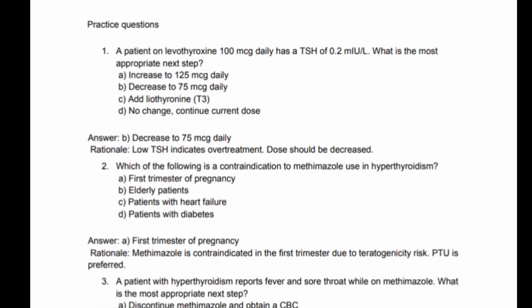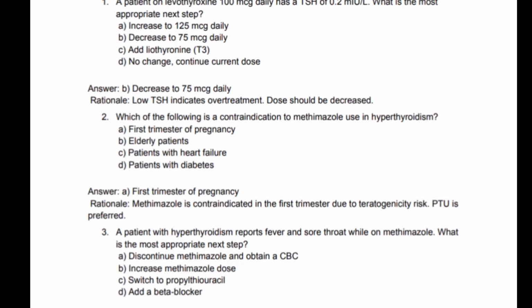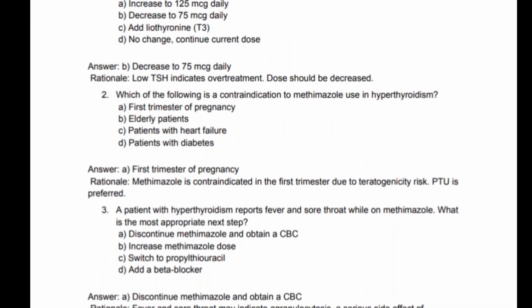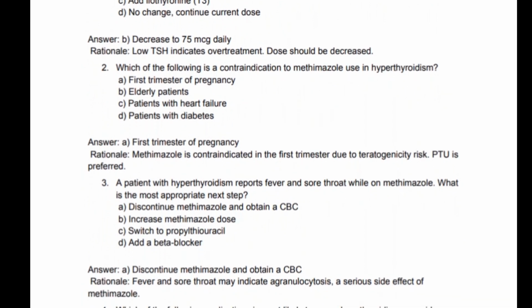All right, next question. Which medication can cause both hypothyroidism and hyperthyroidism? A medication that can cause both. Thinking back to those drug interactions. Was it amiodarone? You are correct. Amiodarone can affect the thyroid in both ways. Okay, last question. Which thyroid condition has high free T4 and high free T3? That's hyperthyroidism. That's it.